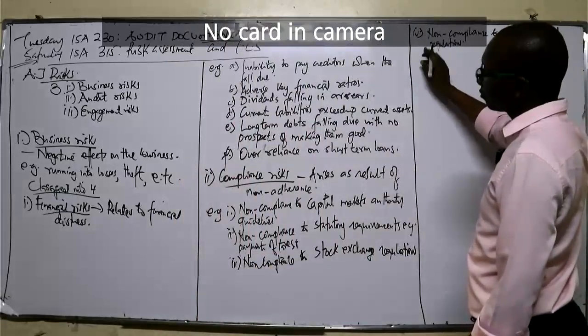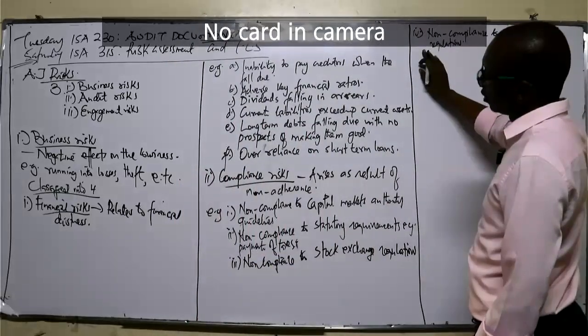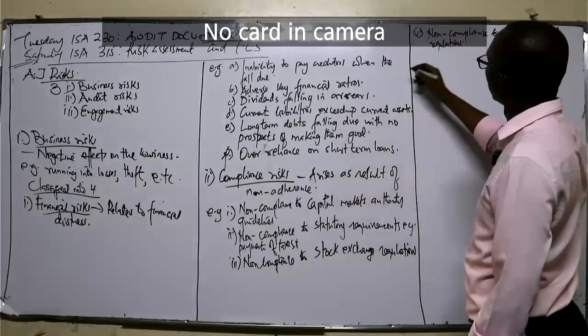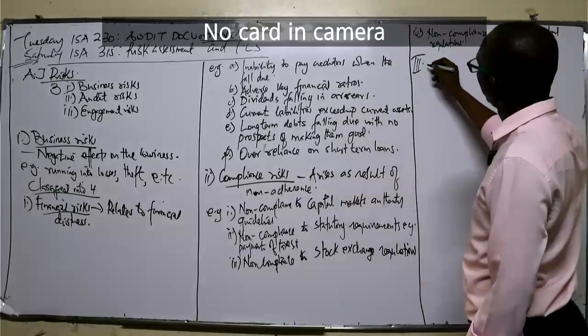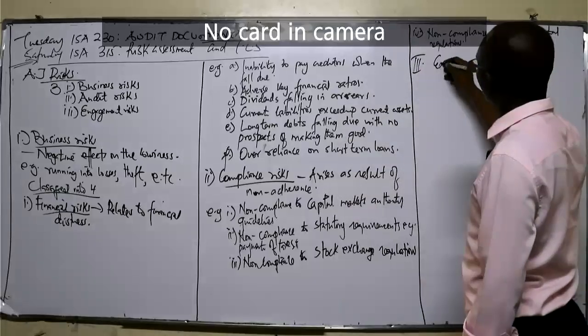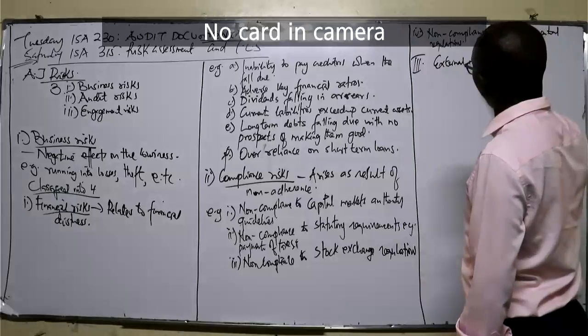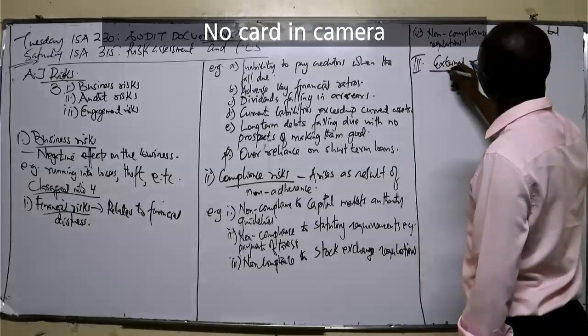So that was compliance risk. Roman number three, we talk of external risks.